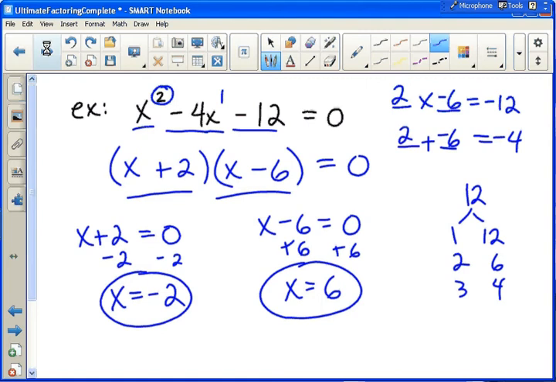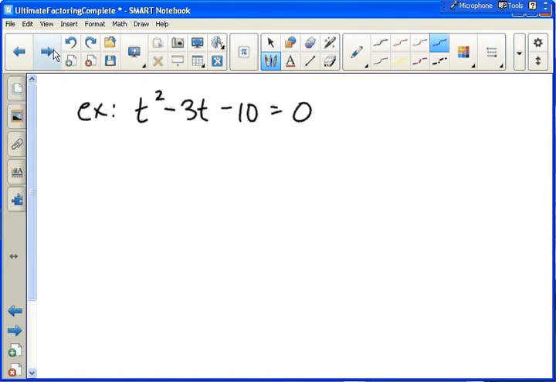Okay, now I skipped talking about my 4 steps, so let me make sure we go through them this time. Step 1, set equal to 0. Check, that's already done. Step 2, make sure the biggest exponent has a positive coefficient. Check, that's already done. The t squared is positive. Number 3, check for the greatest common factor. Is there anything that all the pieces have in common? Nope, in this one there's not, other than 1, which doesn't help us to pull out. So then we go to factoring.